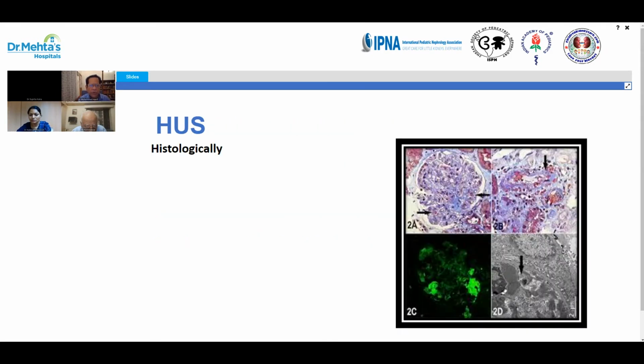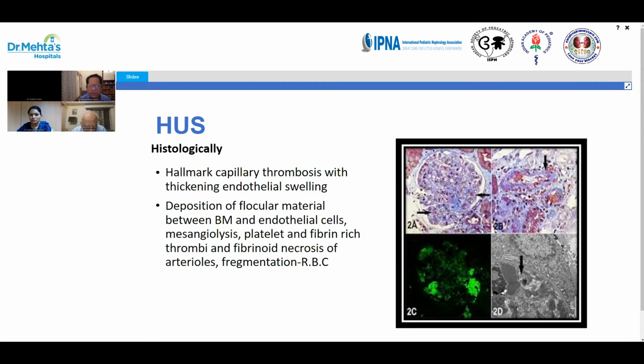If you look at the histology, the main hallmark is capillary thrombosis with thickening of the endothelium, endothelial swelling, and deposition of floccular material between the basement membrane and endothelium, and mesangiolysis. There are platelet and fibrin-rich thrombi and fibrinoid necrosis. In immunofluorescence, there is IgM and capillary deposition in the sclerosed area.